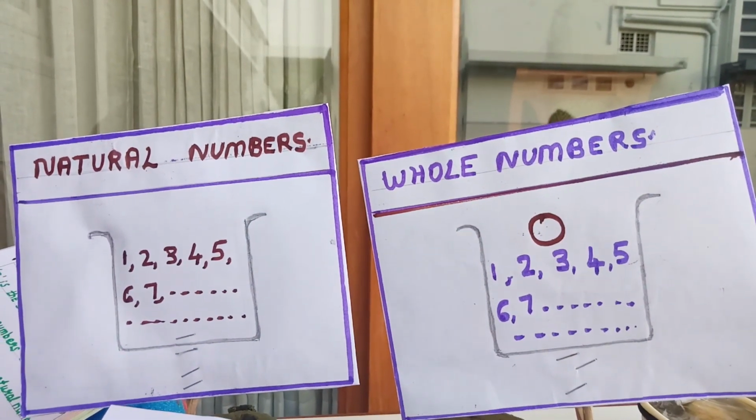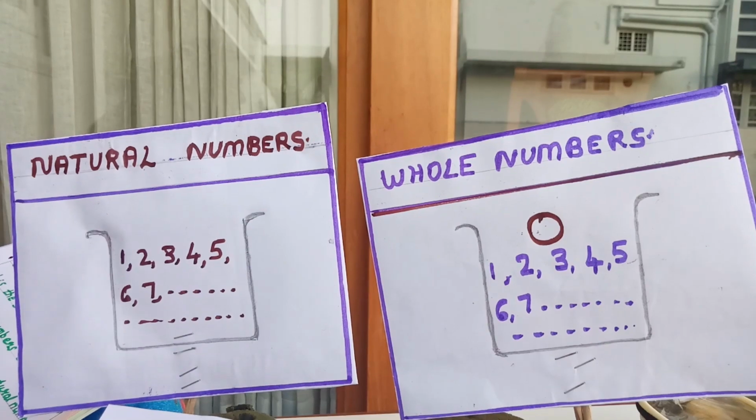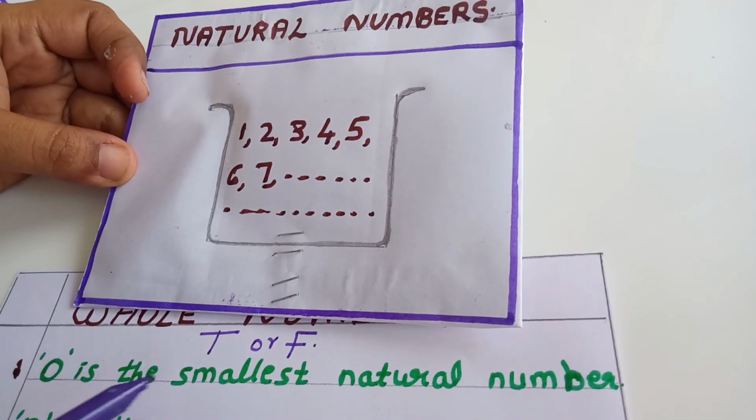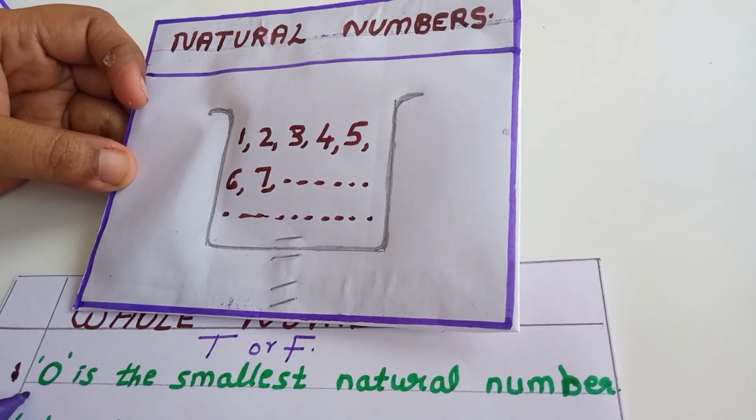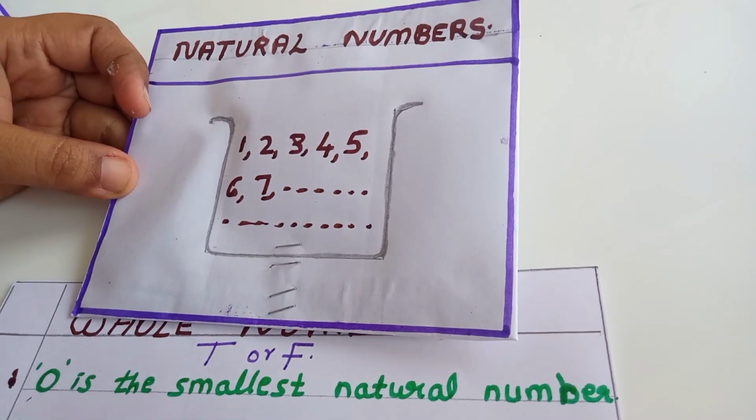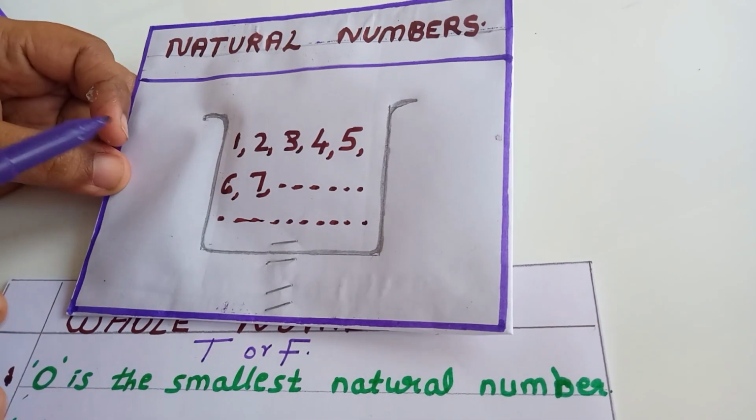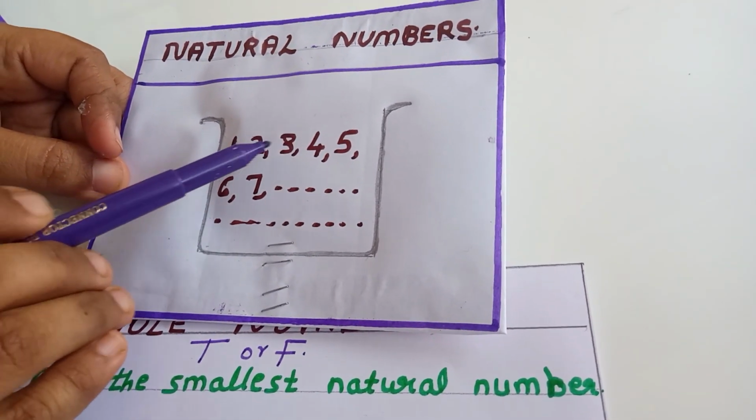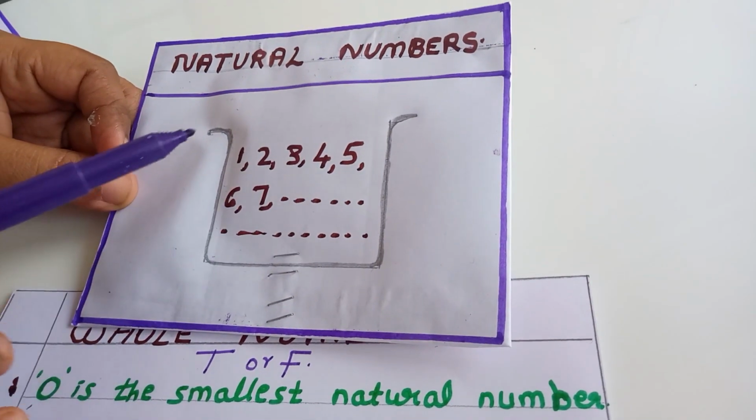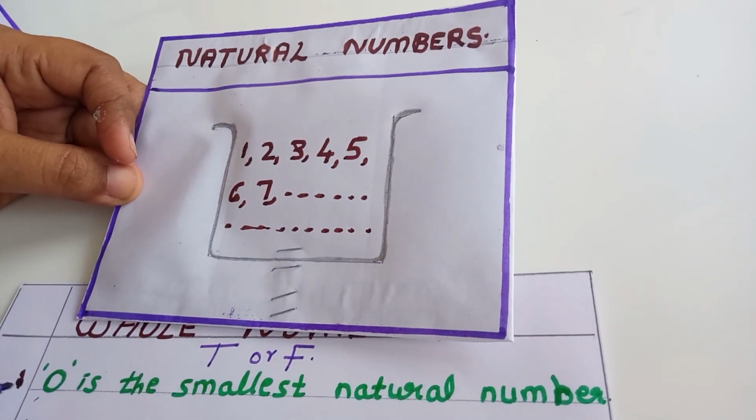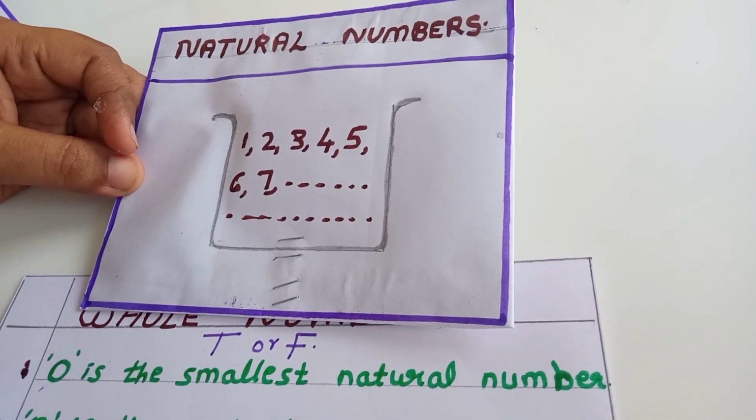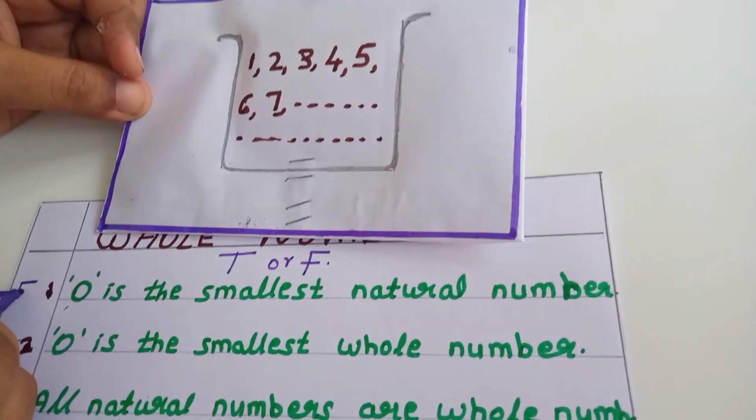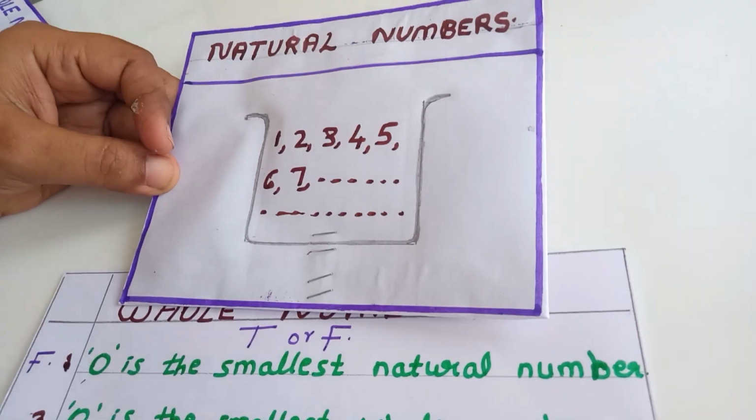Next we are going to deal with some true or false sentences. First problem: 0 is the smallest natural number. Check the basket of natural numbers. You can see 1, 2, 3, 4, 5, 6, 7, numbers like that. You can't find the number 0. So our statement is wrong. So I am writing here: false.